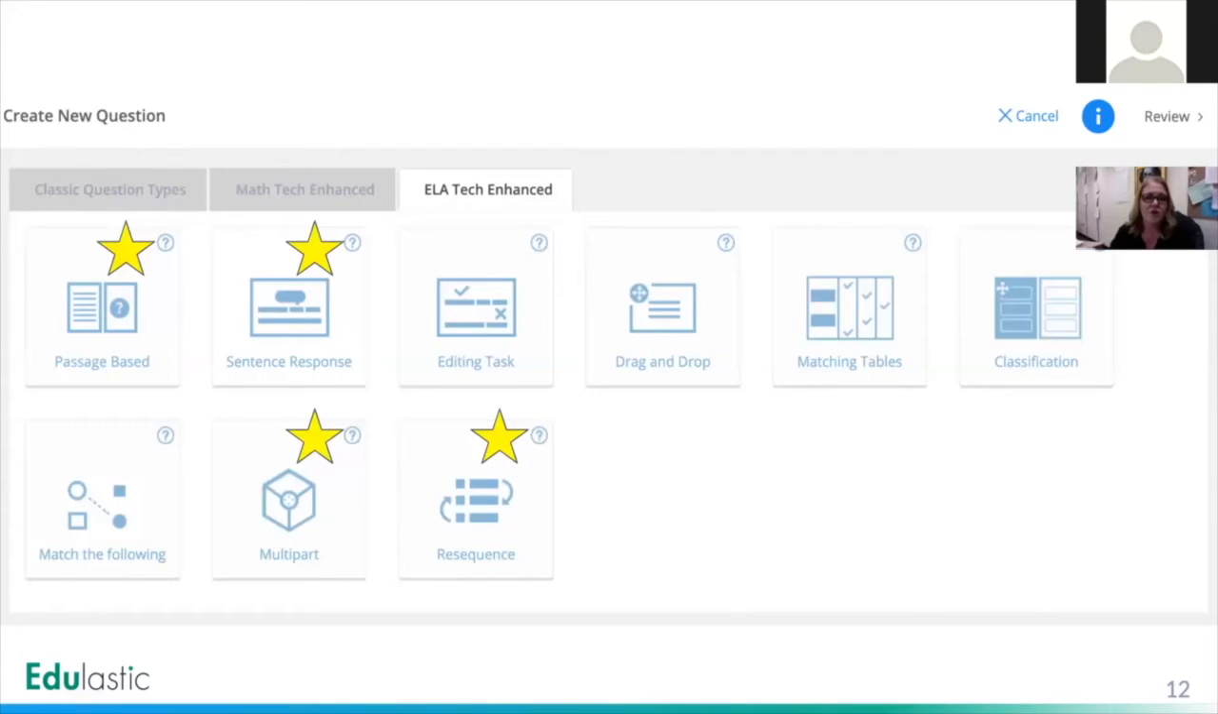I didn't star the drag and drop, but the drag and drop also works for the PARCC style questions or the Common Core style questions where they can sort information.